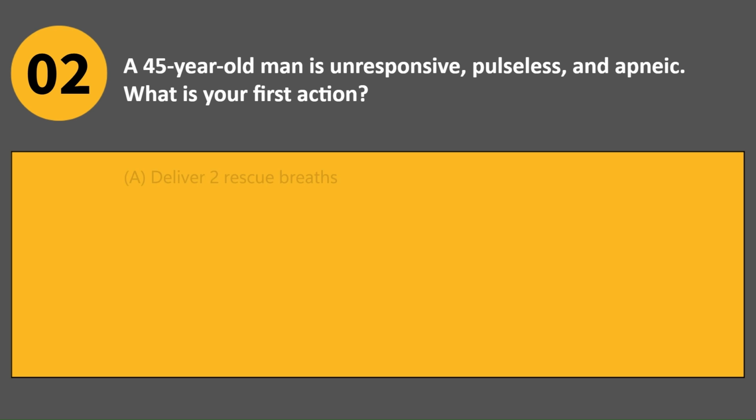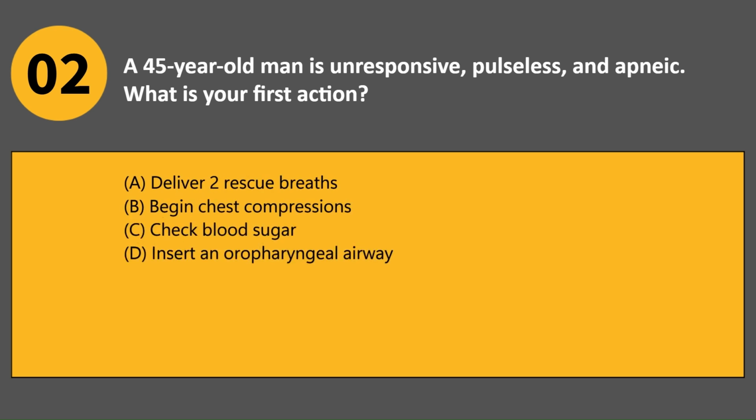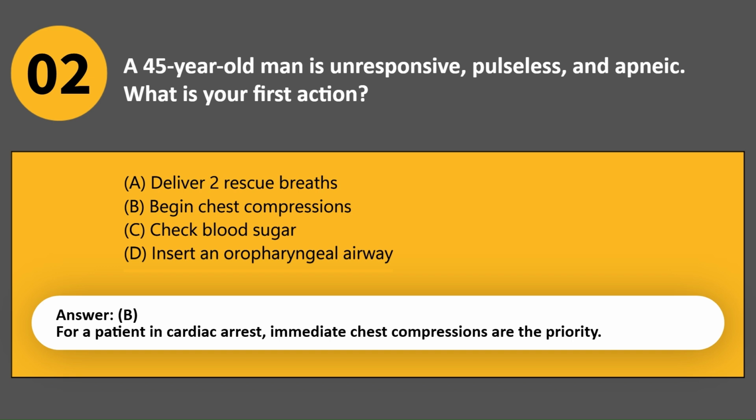A 45-year-old man is unresponsive, pulseless, and apneic. What is your first action? A. Deliver 2 rescue breaths. B. Begin chest compressions. C. Check blood sugar. D. Insert an oropharyngeal airway. Answer: B. For a patient in cardiac arrest, immediate chest compressions are the priority.